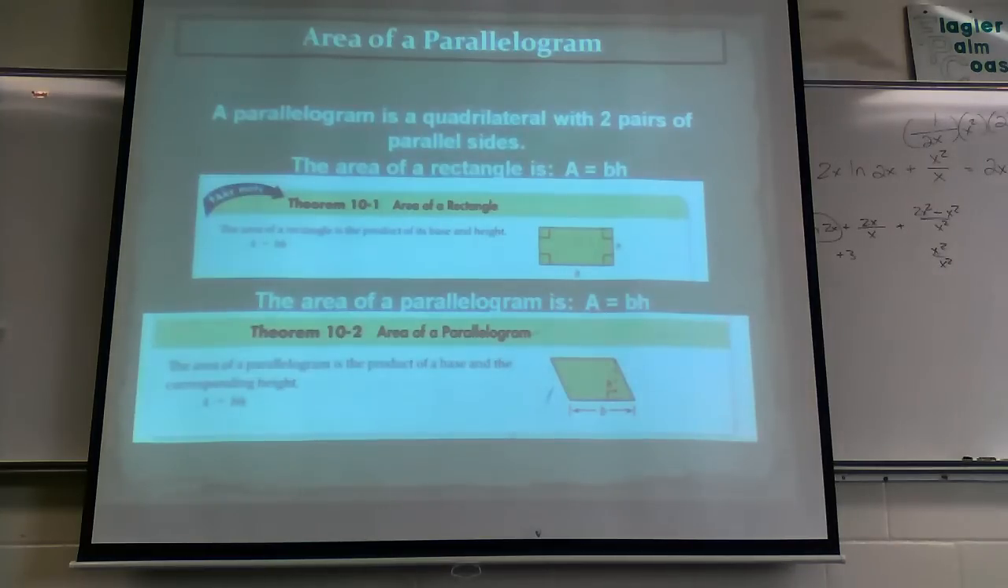Okay, so, and guys, the base times height thing works for any shape that's a parallelogram. That means rectangle, square, rhombus, or just a basic parallelogram. Since they're all technically parallelograms, you can use that formula.